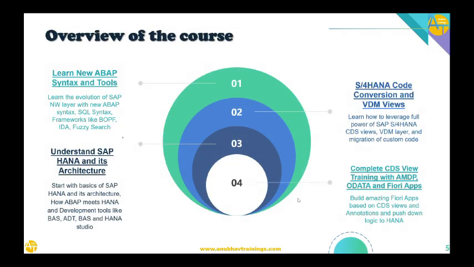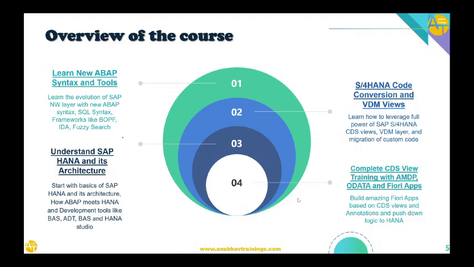Having said that, let's understand the overview of this training. What can you expect in the next 40 hours of this journey? For detailed course content, please check the description in the video or anubhavtrainings.com for the day-wise course outline. This is just an overview. In phase 1, we will begin with our development tools like ABAP Development Tools on Eclipse and Business Application Studio. We will set up these development tools and understand the new ABAP syntax, the evolution of SAP NetWeaver with S4HANA, including frameworks like IDA and Fuzzy Search.